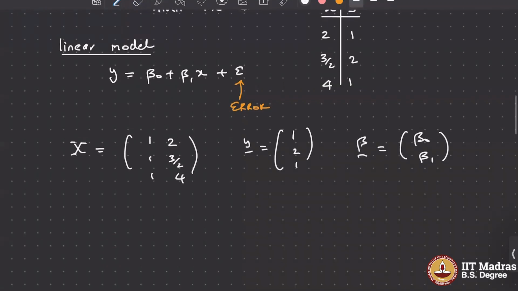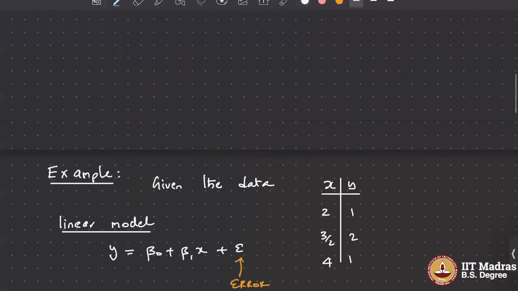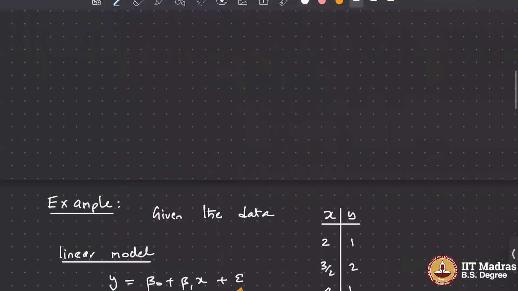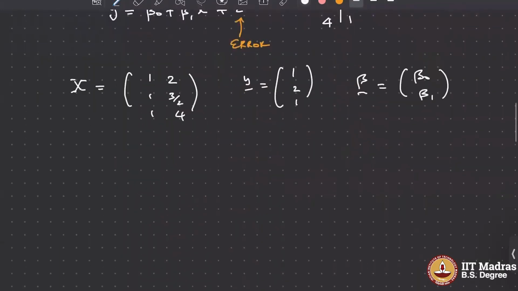So how do you do it? We want to find the least squares estimate, so we would solve this equation: X transpose X times beta is equal to X transpose y. Let's try and do that. So how does it work now? The first thing we'll have to do is find the least squares estimate.